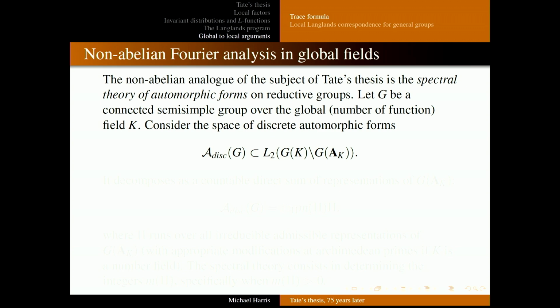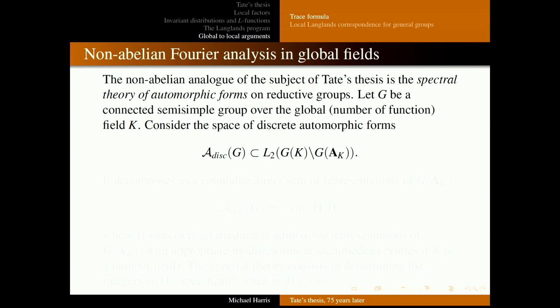Now, I want very briefly to talk about the Selberg trace formula, the Arthur-Selberg trace formula. I don't have much time. So there's a non-abelian analog of the subject of Tate's thesis. It's the spectral theory of automorphic forms on reductive groups. So suppose G is, to simplify, a connected semisimple group, could be reductive, but then the notation is more complicated, over K, which should be a number or function field.